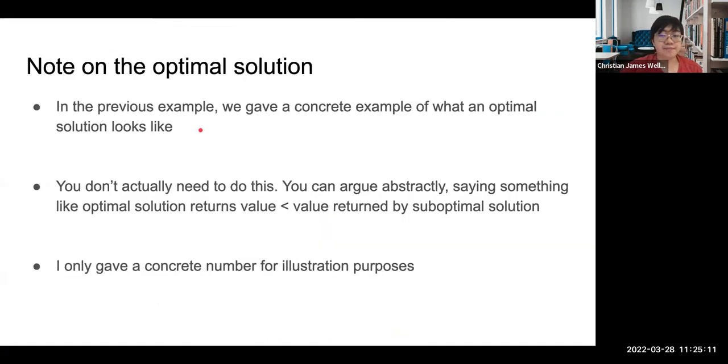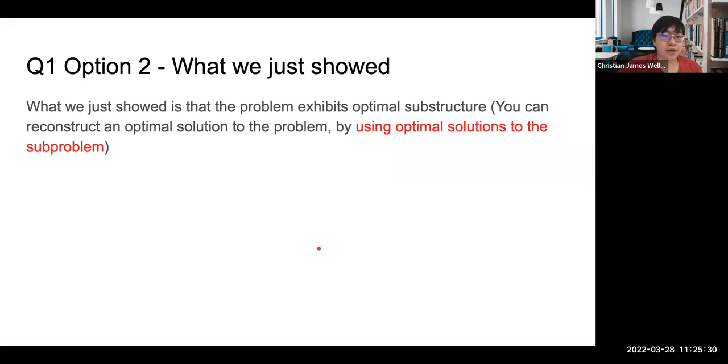As I said earlier, I showed a concrete example, right? The optimal solution has 2 for the sub-problem. But you don't actually need to do this. Again, you can just use inequalities to argue and so on. I gave concrete numbers for illustration only. All right, so what did we just show? We might have forgotten our original goal. What we just showed is that this problem exhibits optimal substructure, meaning that you can reconstruct an optimal solution to the current problem by using optimal solutions to the sub-problem. That is what we showed.